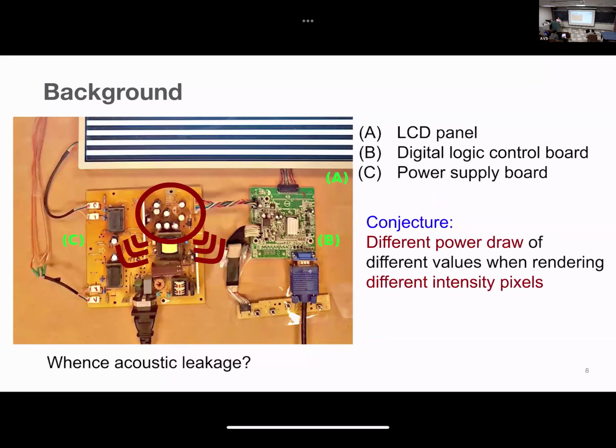So they localized where this leakage is coming from. They localized it to the screen power supply. They conjecture that this leakage comes from the different power draw of different devices while rendering pixels of different intensity. But it's just a conjecture because they are not sure.